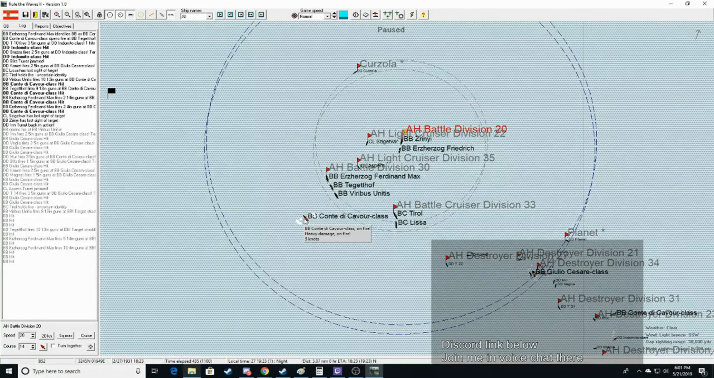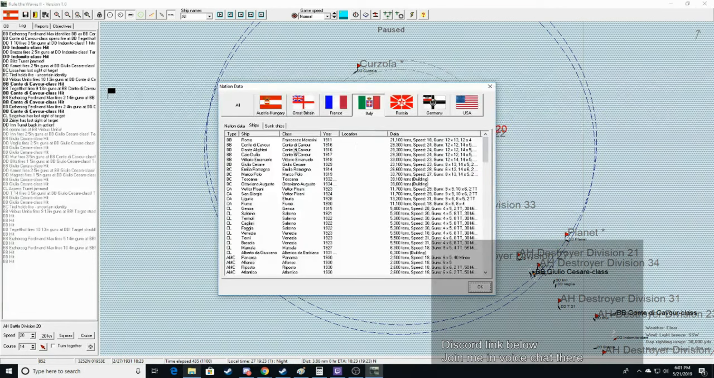That's another Conte de Cavour. How many battleships does Italy have? So they have 3 Conte de Cavours. One of them has sunk. I think that one of them is down there badly damaged and probably sinking. And that's the third, which is now probably sinking. They have a Giulio Cesare, which is that, and that's sinking.